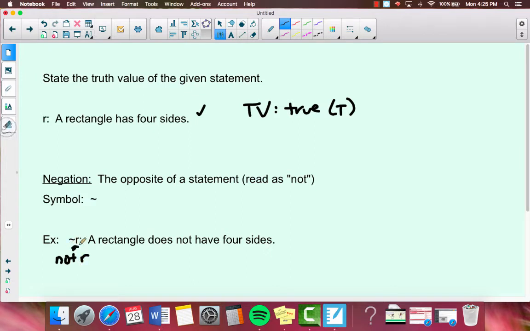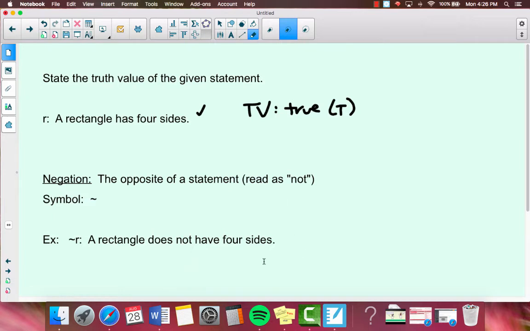So we'd say not R, and then the negated statement would be a rectangle does not have 4 sides. So all I did was I took the original statement and I just changed it so that it's the opposite. So a rectangle does not have 4 sides. You don't have to change a bunch of words. Usually it's just as simple as adding the word not or organizing it just a little bit differently so it just has the opposite meaning.